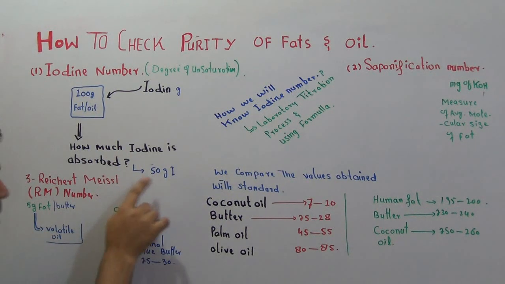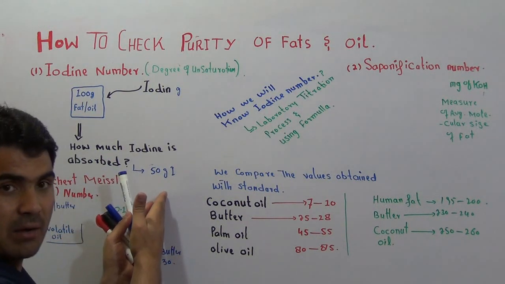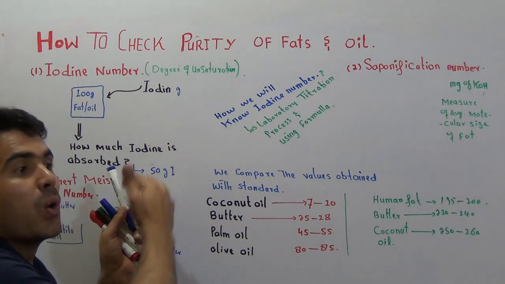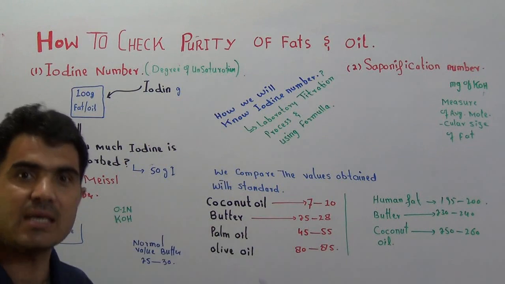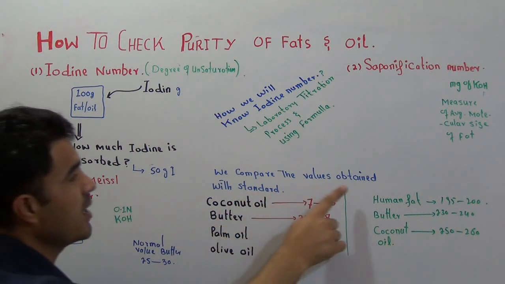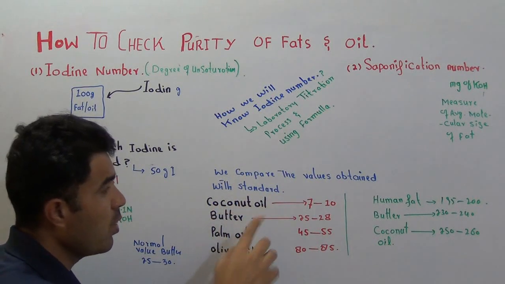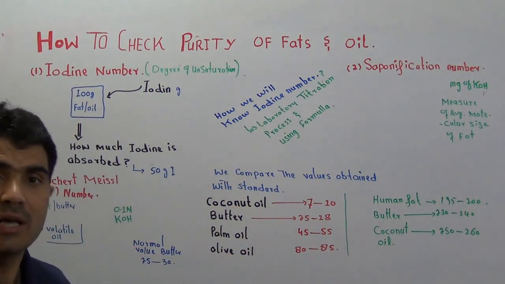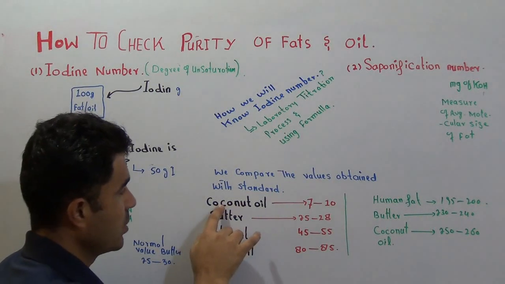And once we get the number, we compare that value with the pre-established numbers. Pre-established numbers are here, look at that. That is also called the standard. So standard values are already present. Already we have the coconut oil.